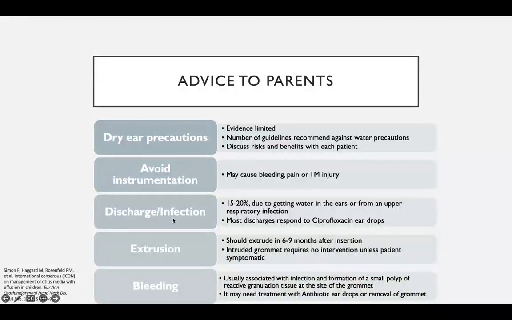If they get a discharge or infection afterwards, it's actually quite common, 15 to 20%, and they say it's because of getting water in the ear. So this is evidence for supporting dry ear precautions. However, it can also be from an upper respiratory tract infection, and most of these discharges will respond to ciprofloxacin ear drops. Extrusion, so they should extrude in about 6 to 9 months after insertion. It can be more, it can be a bit less.